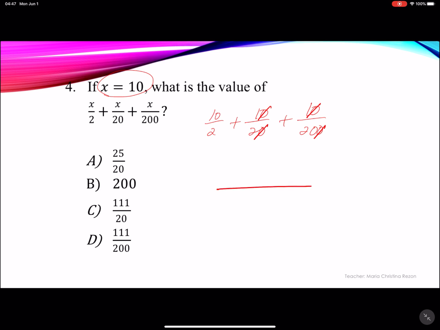Then find the least common denominator, which is 20. Then 20 divided by 2 times 10, that gives you 100. 20 divided by 2 times 1, that gives you 10. And 20 divided by 20 times 1, that is just 1. So your answer is 111 over 20, and that is letter C.